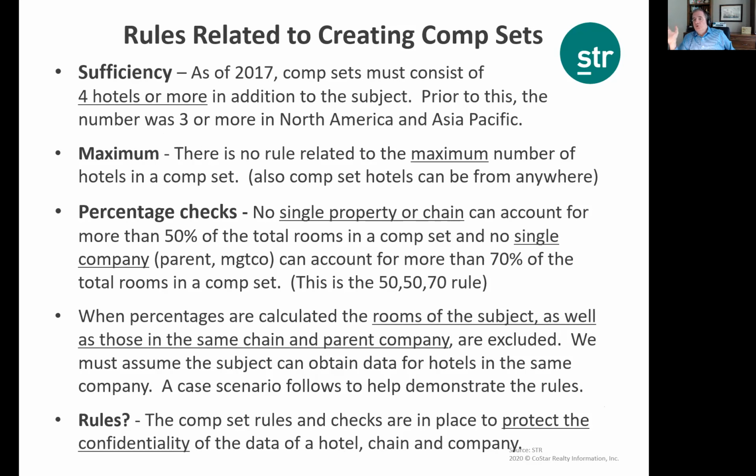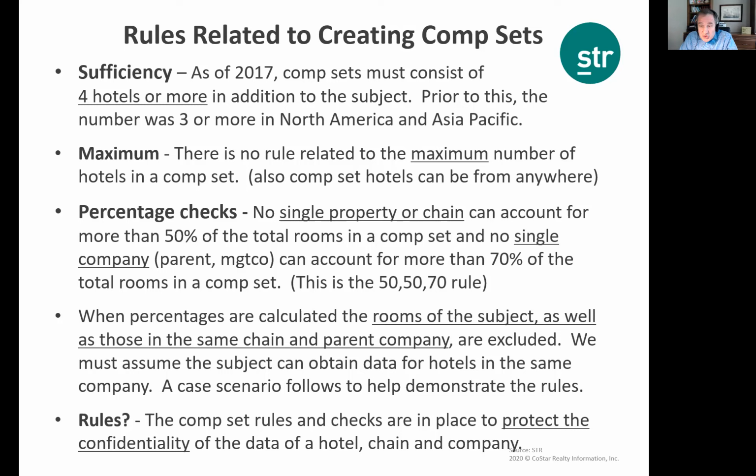Now let's talk about the rules related to creating comp sets. The first rule has to do with sufficiency. As of 2017, comp sets must consist of 4 or more hotels in addition to the subject. That's the minimum, 4. Now, prior to this, there was a number of 3 in North America and Asia Pacific, and that changed in 2017.